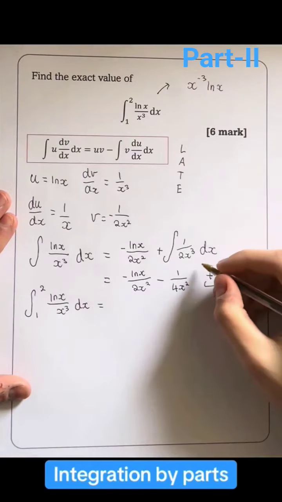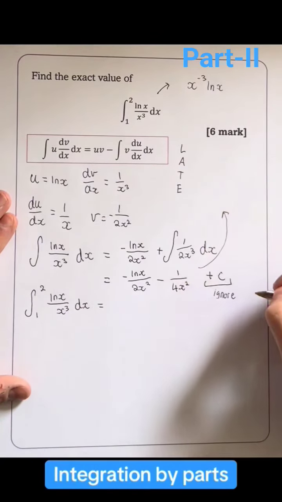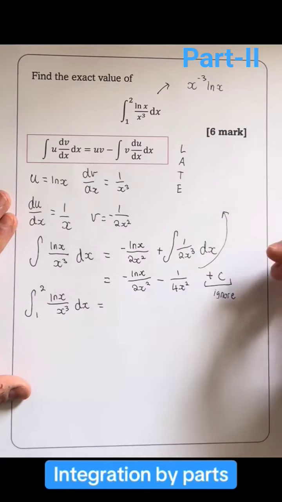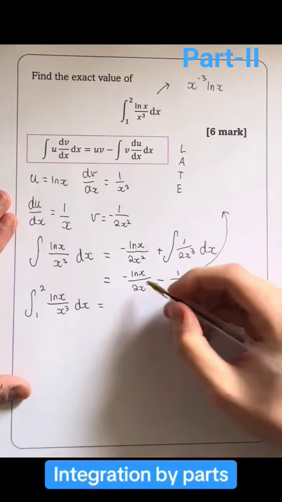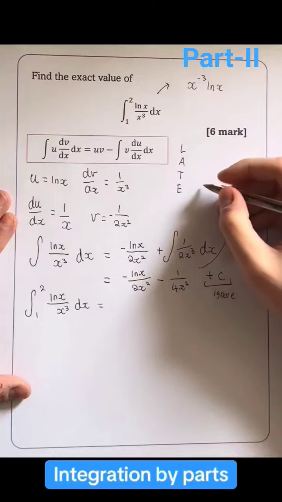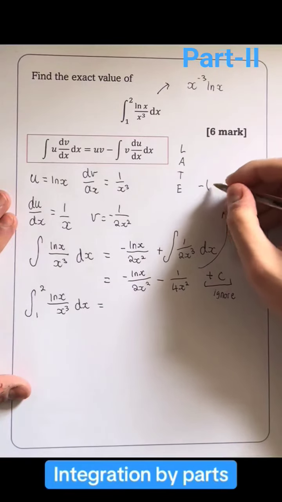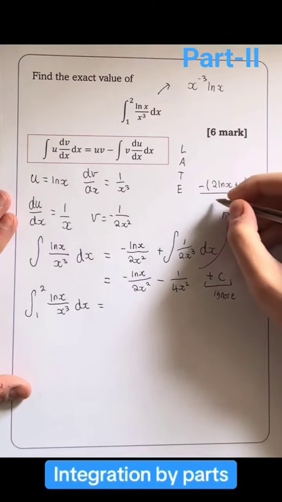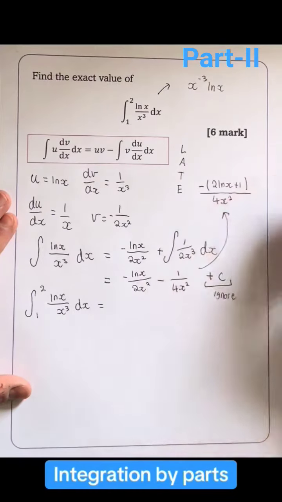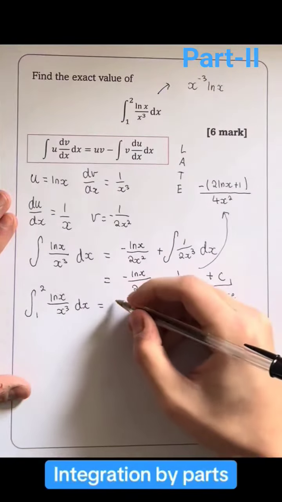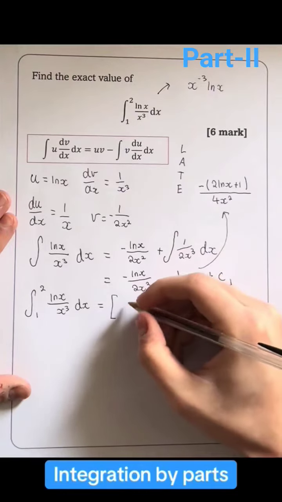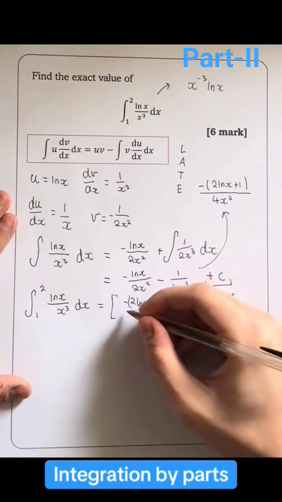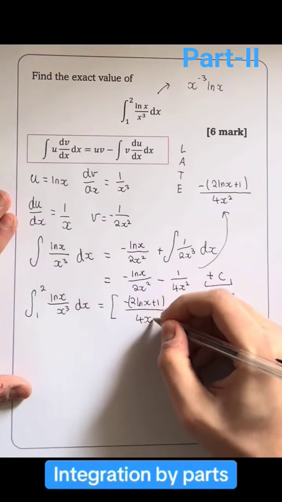And actually what I should have done, as maybe an aside, is just tidy this up a little bit. It's very easy to combine this into one fraction, which makes life easier when you're evaluating this at the limits. We can just multiply top and bottom here by 2 and then factor out a minus sign. So we have minus 2 times the natural log of x plus 1 over 4x squared, right? It just makes life a little bit easier. So this integral here is exactly just this expression evaluated at the limit points.